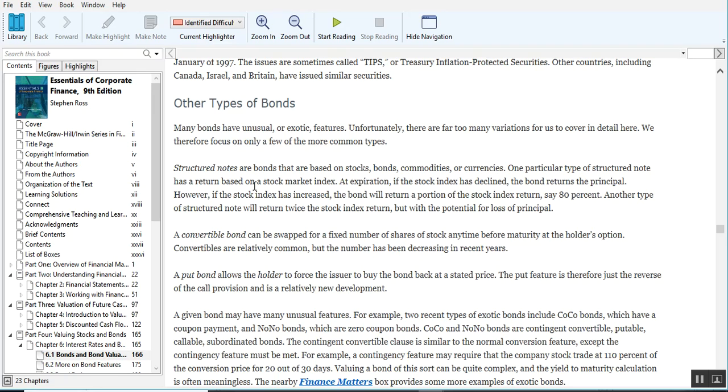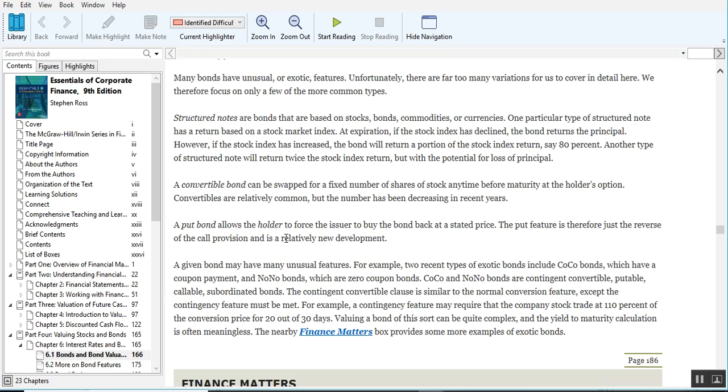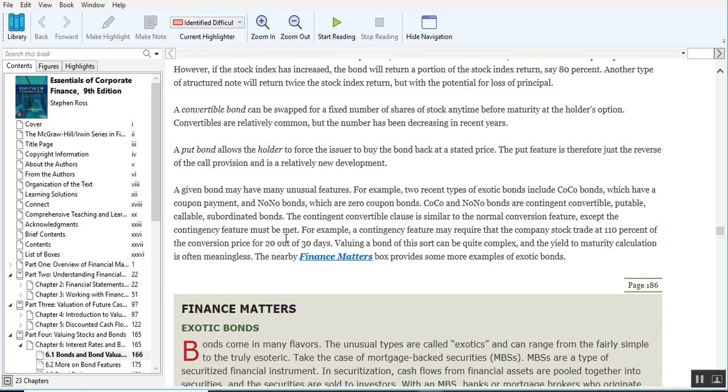A convertible bond, this one is probably a little more common. A convertible bond is a bond that can be exchanged for a number of shares of stock in the company anytime before the maturity date on the bond. So you can basically trade that in and get stock instead of a bond. A put bond allows the holder to force the issuer to buy the bond back at a stated price. The put feature is the reverse of the call provision, and it's relatively new. So basically that's kind of what that is.